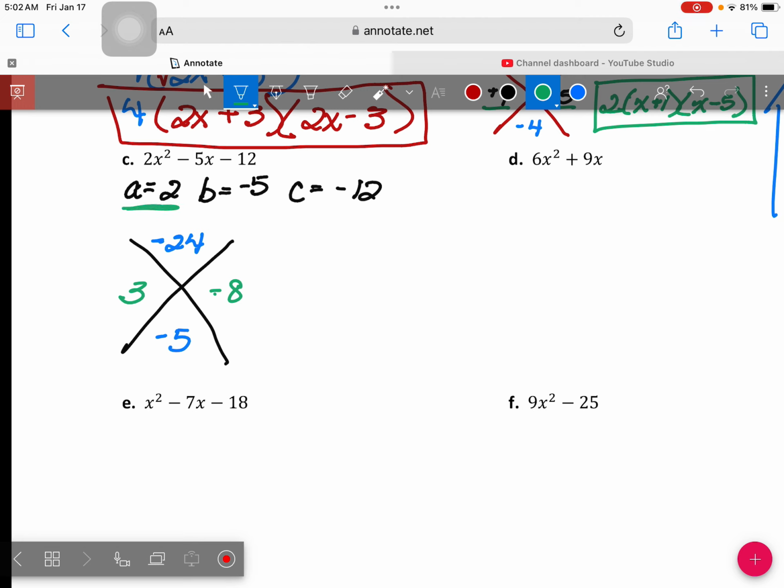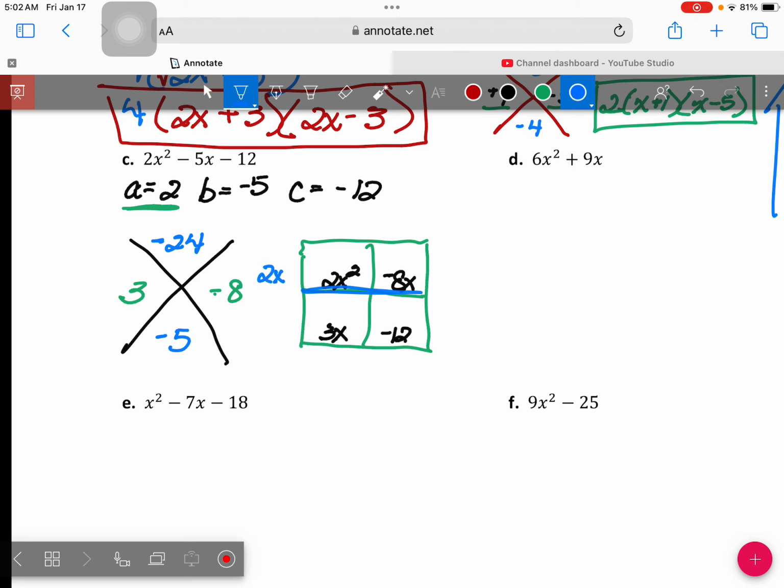Again, because A is not equal to 1, we need to do the X box. So first box, first term, 2x squared. Last box, negative 12. Middle is 3x and negative 8x. So looking at the greatest common factor for each row, I see 2x. For the second row, I have a 3. For the column, 2 and 3, that is just 1x.